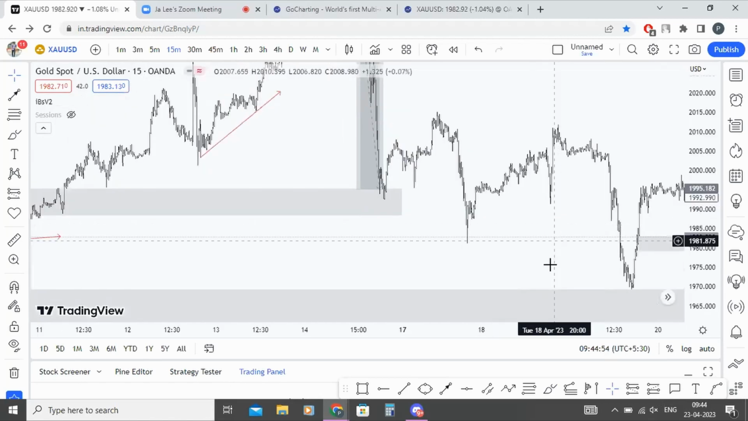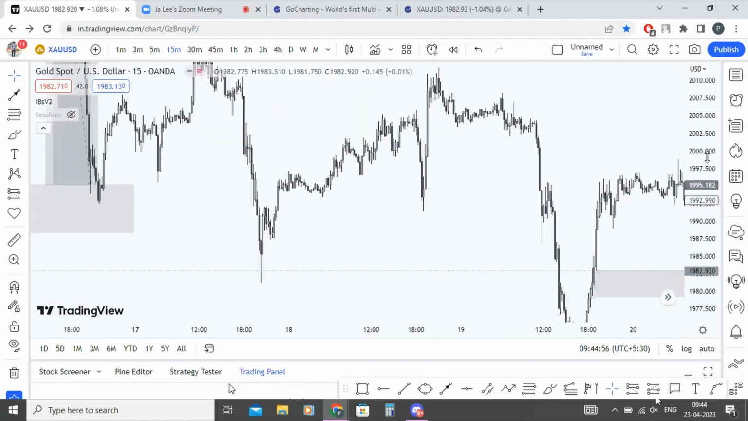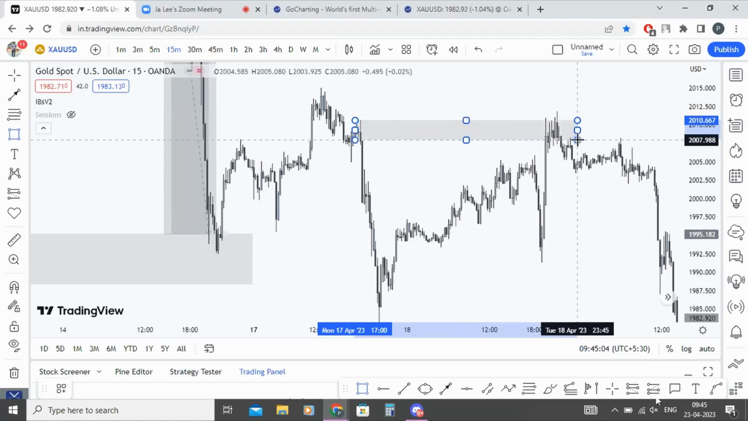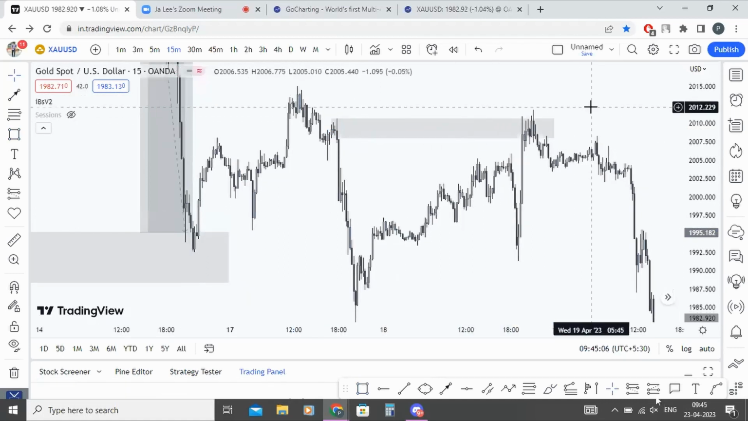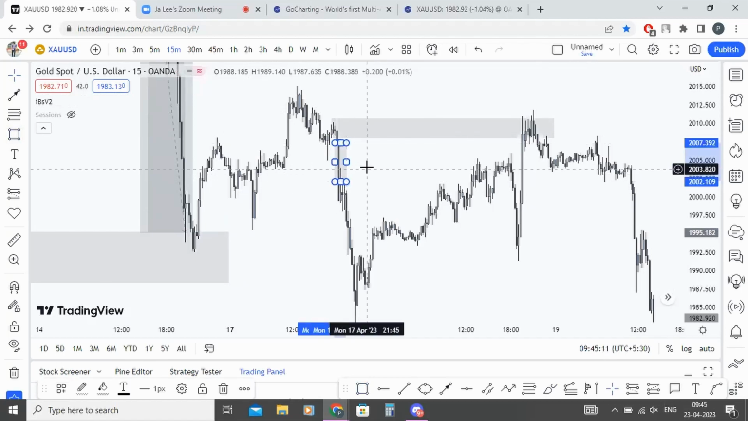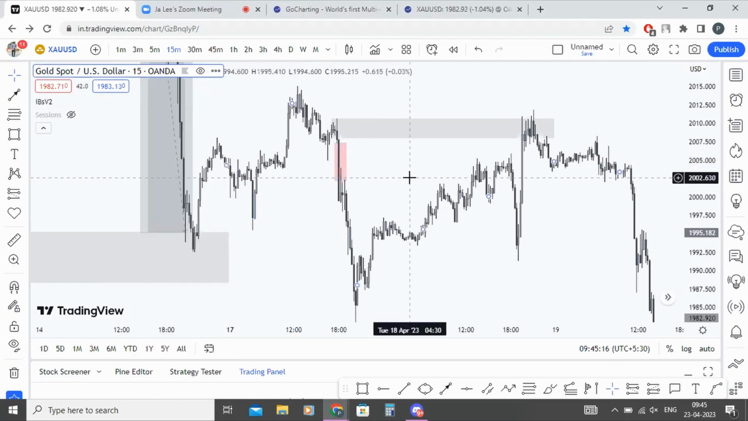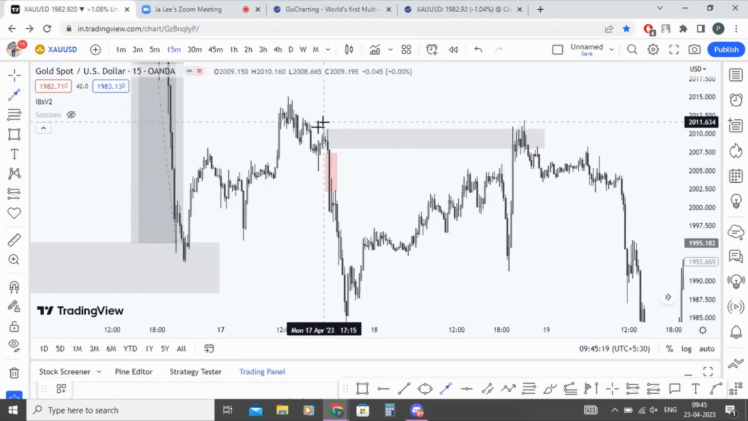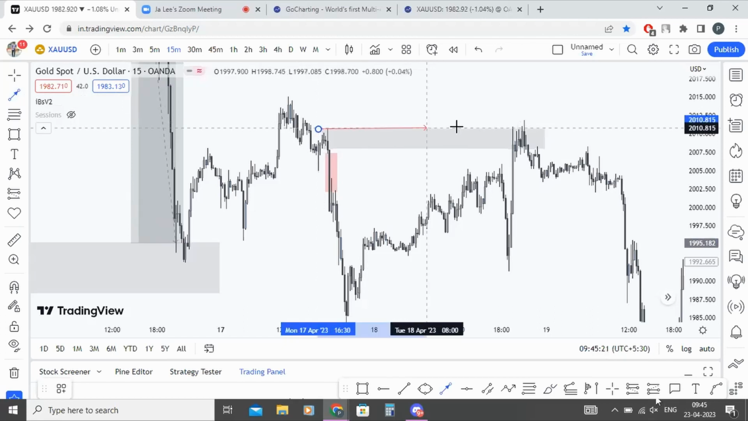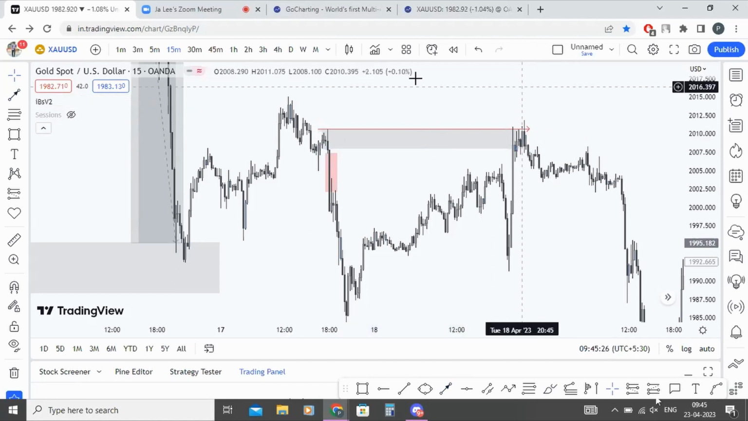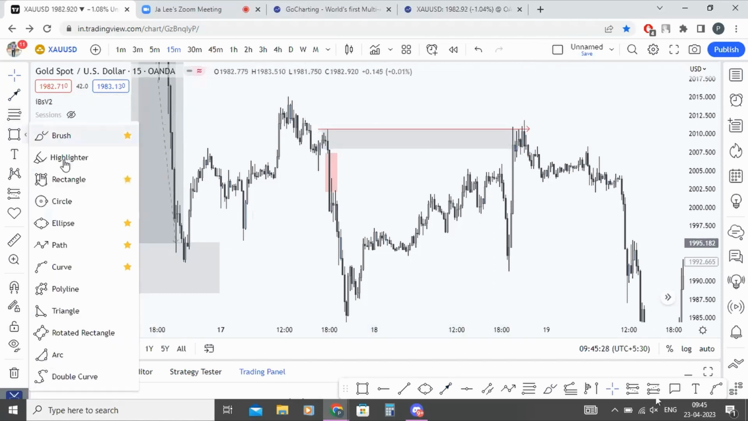So I mark this last point of supply. As we know, there's no liquidity right here. And one thing more, I was also looking at the sweep of this high. Maybe it could happen. So these two areas, and also this extreme.